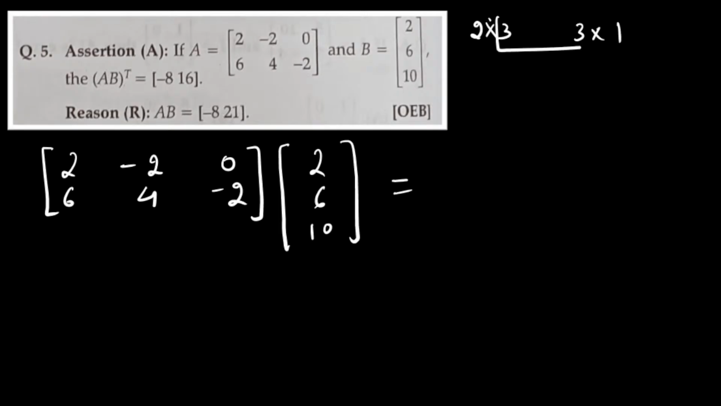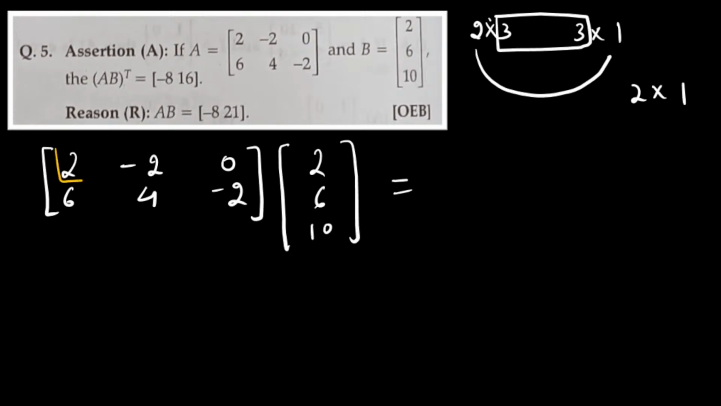That means we have to multiply matrix A, which is 2, 6, minus 2, 4, 0, minus 2, with this one, which is 2, 6, 10. So matrix multiplication we have to do. The order of A is 2 by 3 and the order of B is 3 by 1. These inner ones are the same, that means matrix multiplication is possible. The outer ones give us the order of the resultant, so its order is 2 by 1. So 2 rows and 1 column.